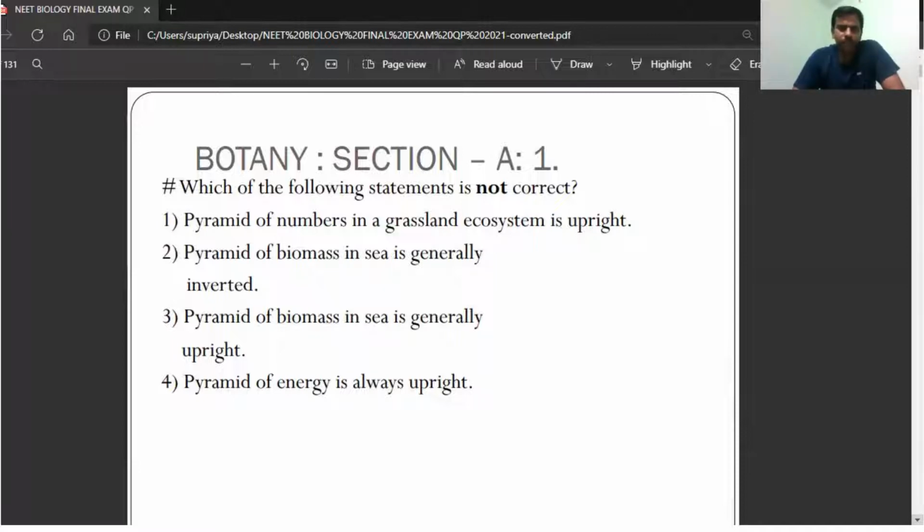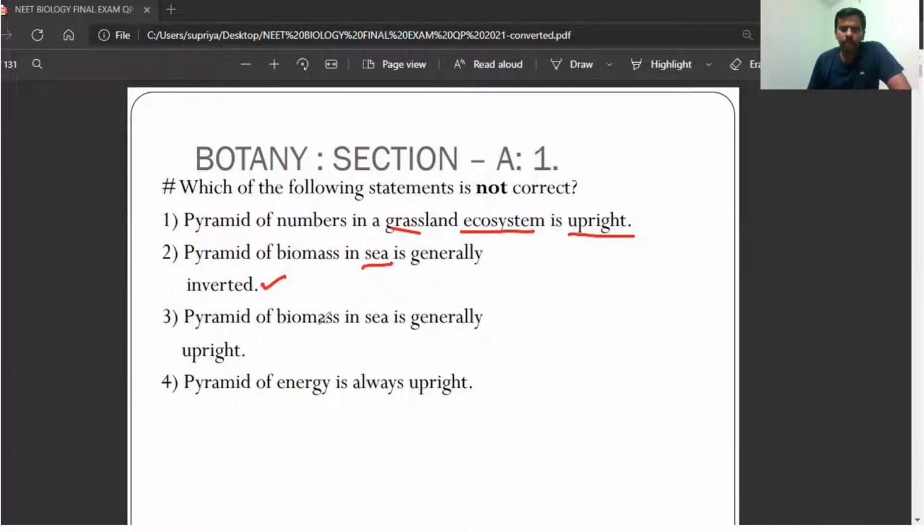See, they're given 4 statements. Read the 4 statements thoroughly, and then you have to identify which statement is not correct. So it means you have to identify all the correct statements. Now see, students, statement number 1 given: pyramid of numbers in a grassland ecosystem is upright. And second option, pyramid of biomass in sea is generally inverted.